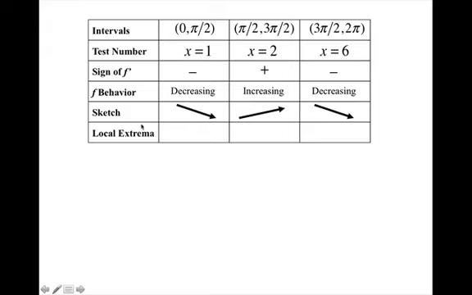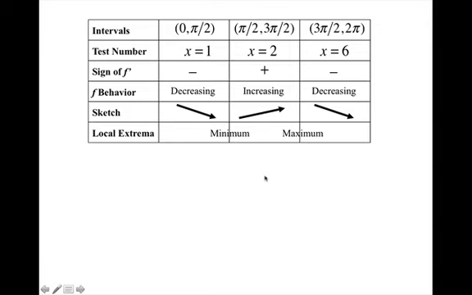So that means I'm looking at local extrema at each of the critical values, pi over 2 and 3 pi over 2. Well, at pi over 2, the function is going from decrease to increase. In other words, the derivative changes from negative to positive, which means that I have a minimum. Then at 3 pi over 2, the function's increasing and then decreasing, which means the derivative is changing from positive to negative, so I have a maximum.